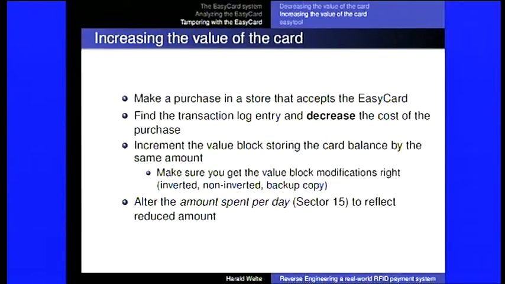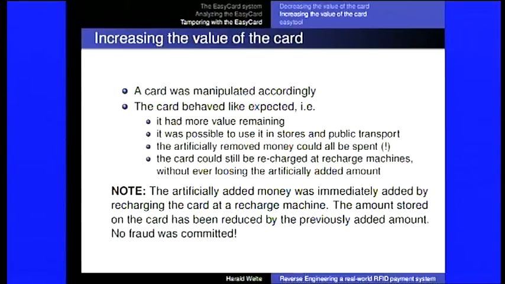It's not really that different, right? You find a transaction log and you decrease the cost of the previous purchase. So let's say you buy something for $300 NT and you suddenly retroactively make it cheaper, $100 NT, which gives you an extra 300. You increment the value block accordingly. You manipulate the amount spent per day in sector 15 to reflect the reduced amount, and suddenly you have more money on the card. It has been done.